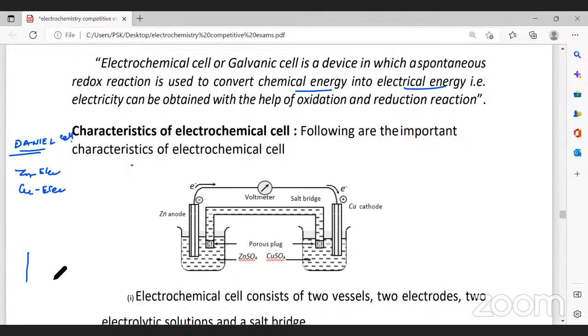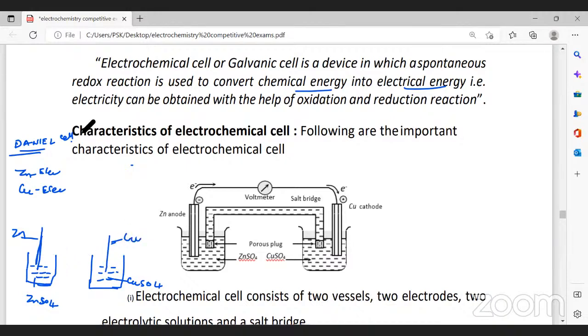Zinc electrode is placed on the left-hand side. What do you mean by zinc electrode? Zinc rod in contact with zinc ions. Zinc ions will not exist individually; they have to exist as a compound, zinc sulfate. The other electrode is the copper electrode. Copper ions we can get from copper sulfate. Copper ions in contact with a copper rod is called the copper electrode.